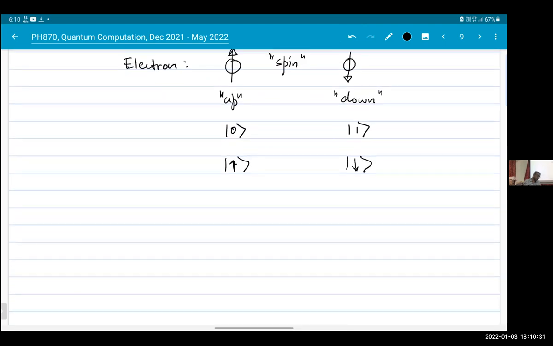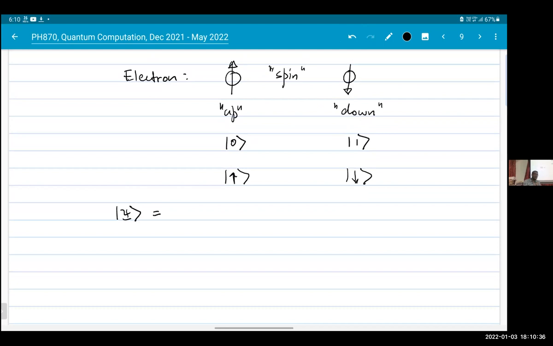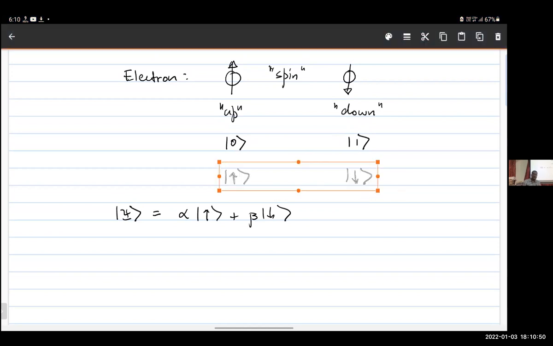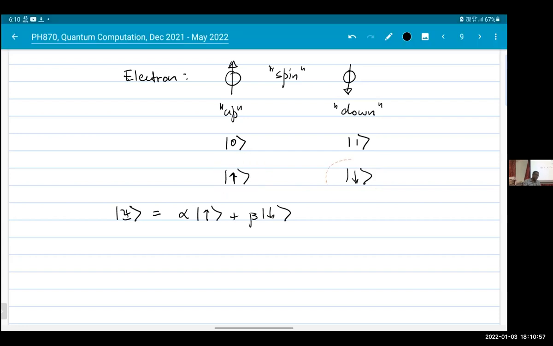So if I have the state of an electron, or a state of a spin particle, a particle with spin, how would I write the general state? I would write it like this. I would write it as a linear superposition of these two possibilities. And why a linear superposition of these two possibilities? Because these possibilities are the result of any possible measurement.